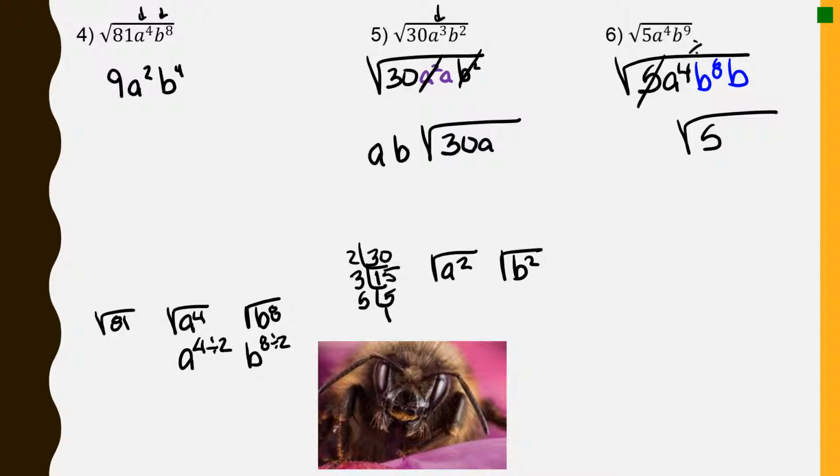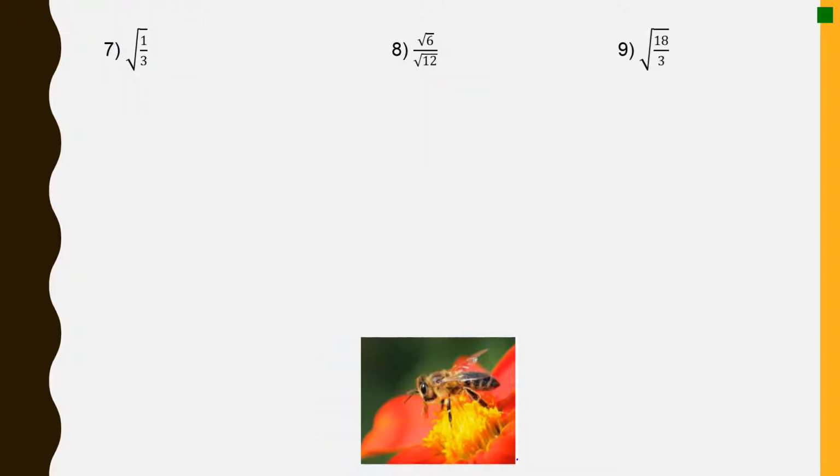Square root of a to the 4th, remember, divided by 2 brings out a squared. Done with that one. B to the 8th, 8 divided by 2 is 4, brings out a b to the 4th. Done with that one. B, it's odd, it's 1, it stays inside. You always have the 1 left inside if it's odd.